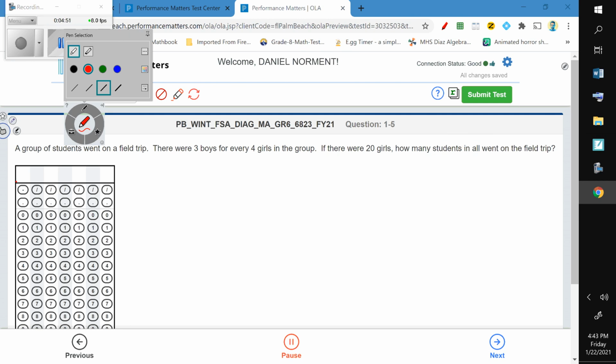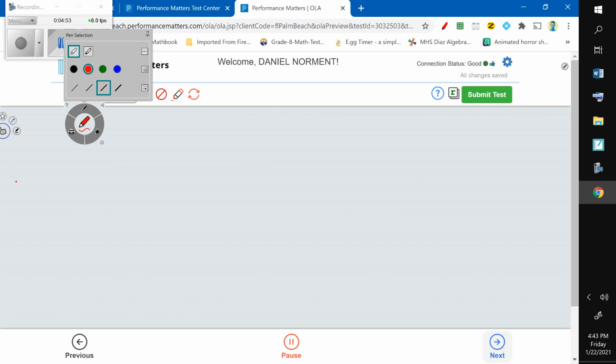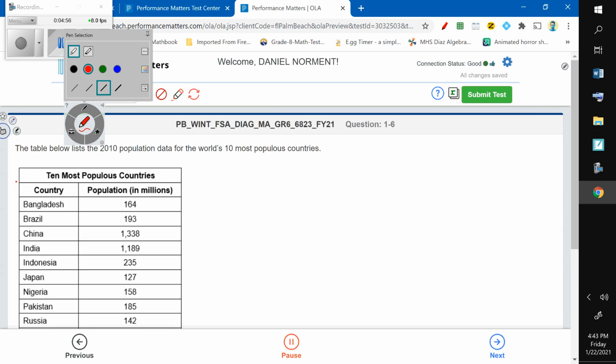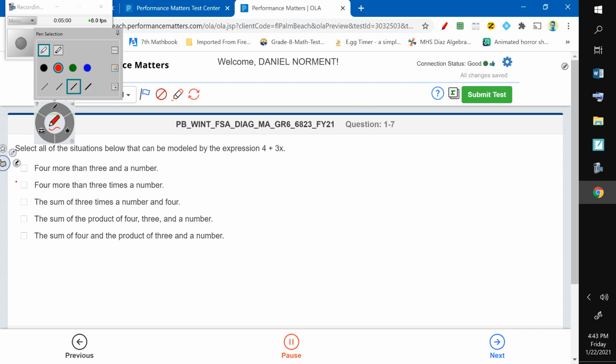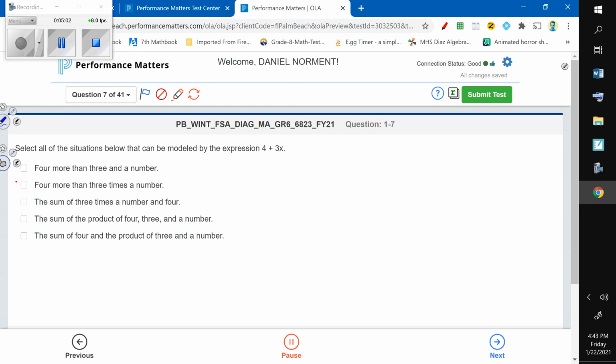Number 7, I'm going to skip ahead. I'm going to skip number 6. I'm going to go straight to number 7. I'm going to go back to blue. All the situations that can be modeled by the expression 4 plus 3x.